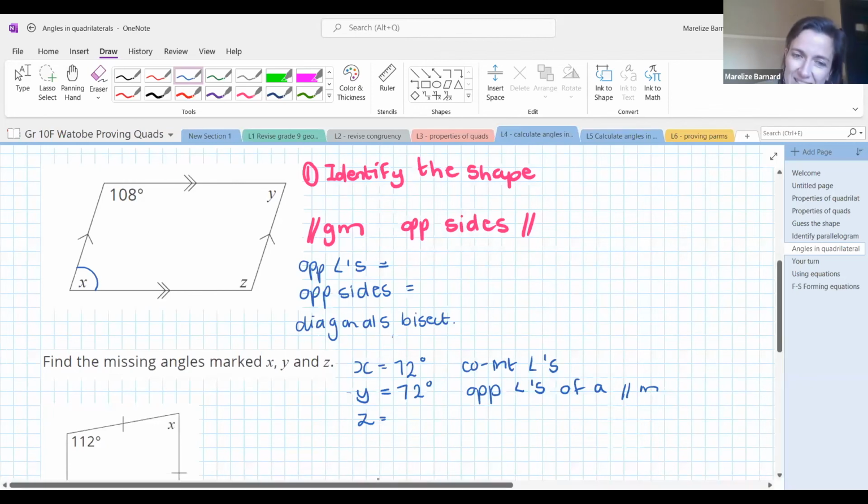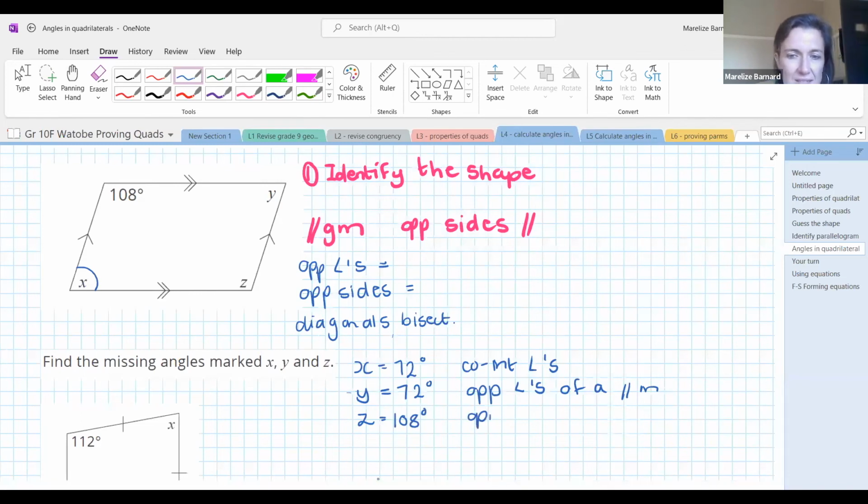Okay, so we're going to say Z is 108. Opposite angles. You don't stop there. Opposite angles of a what? Of a parallelogram.